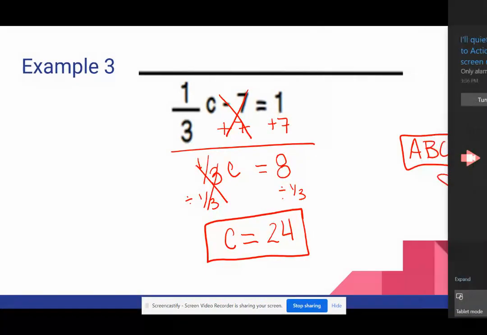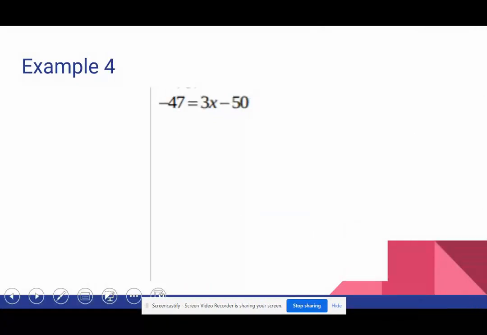Example 4, negative 47 equals 3x minus 50. Our variable is x. It's over on the right-hand side. We have to undo any addition or subtraction. We have minus 50 happening, so we have to add 50 to both sides.